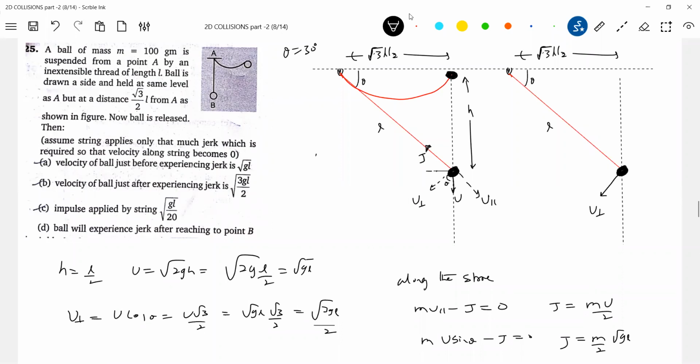This is the impulse. The ball will experience a jerk after reaching point B. Point B is somewhere here. Just before reaching point B only, it will experience a jerk. When it arrives here, it will have some velocity. You should apply conservation of mechanical energy between these two points. Velocity of the ball just after experiencing the jerk is root 3 gL by 2.